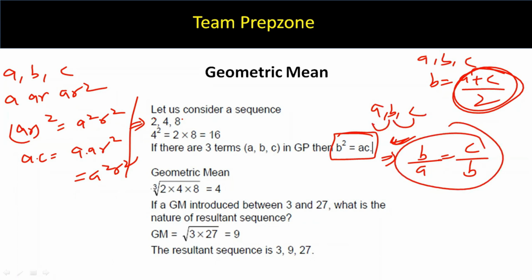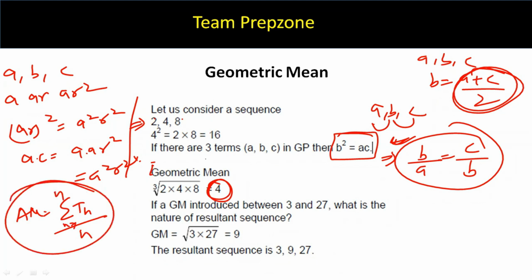Now similarly, we have a property that 2, 4, 8, what is the geometric mean? It is 4, right? How do you calculate geometric mean? For example, if you are given the numbers 3, 4, 5, you have to calculate arithmetic mean. So what is arithmetic mean? Arithmetic mean is nothing but the sum of all the numbers upon the total number of terms. Okay? This is the arithmetic mean.